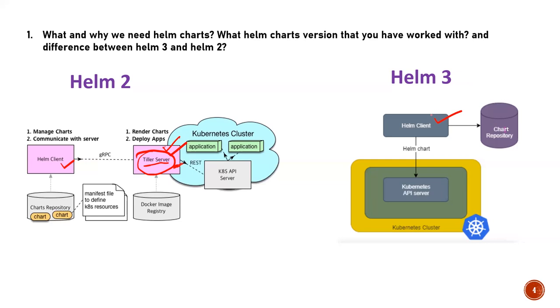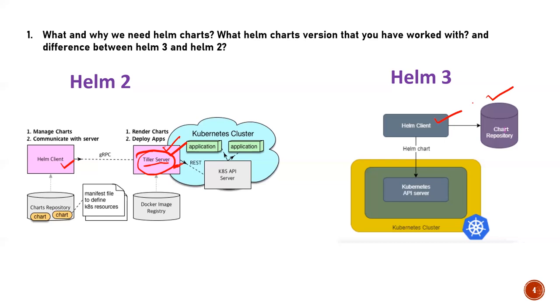And then it can render and also store the information about your releases, everything, at the Helm client itself. And also this chart repository, you can push your charts to some central place where it can be hosted on Nexus or JFrog, any registry. And you can put your standardized Helm charts there. And whichever developer wants it, they can pull it and use it for their application deployment.